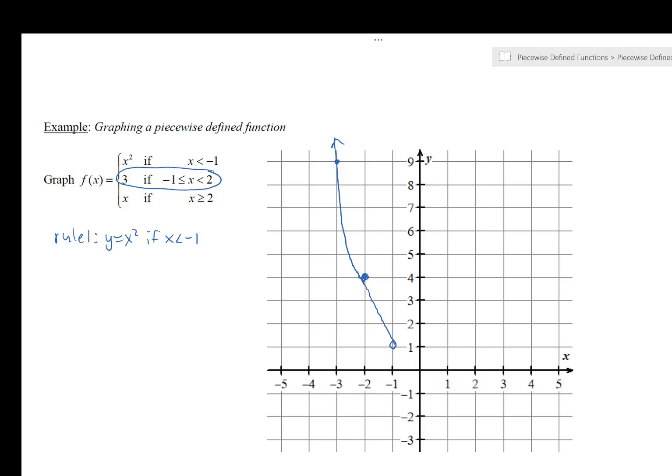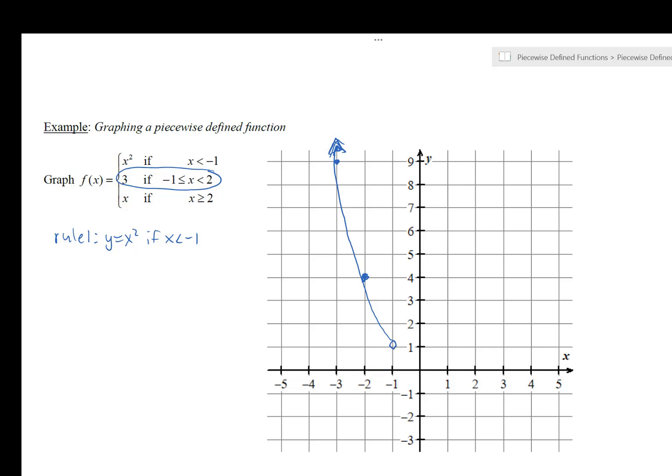It's kind of a nasty looking picture I just drew. Let me redraw that a little bit. That's a little better. Big old arrow up there. All right, that's the first rule. That is the rule x squared for x less than -1. To the left of -1, it is behaving like x squared.